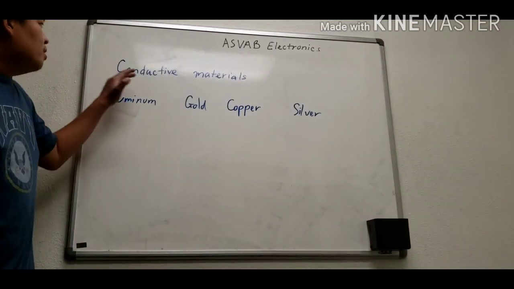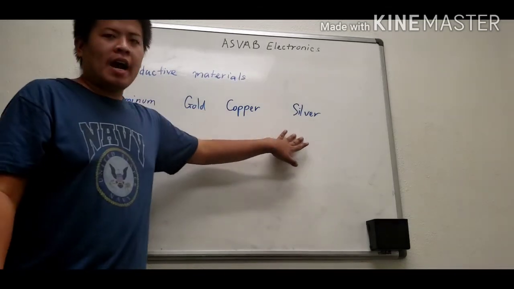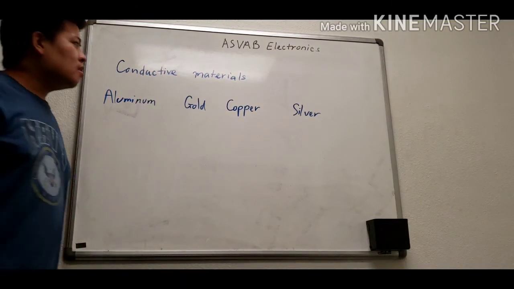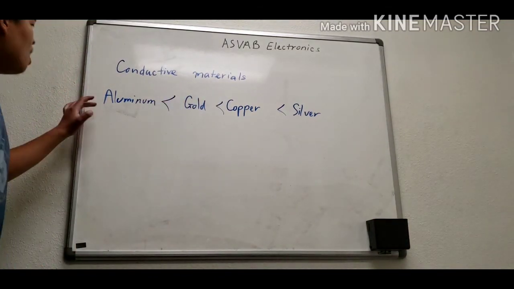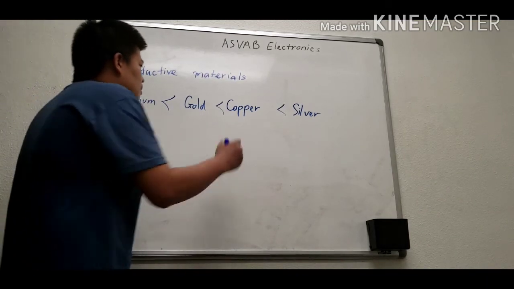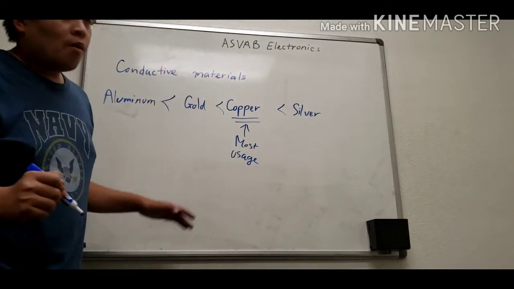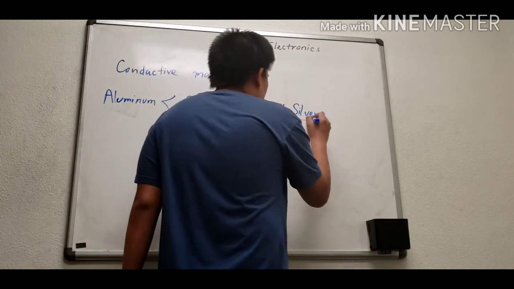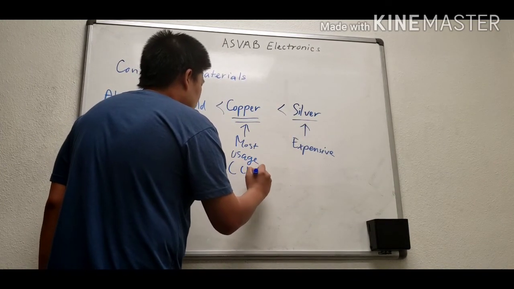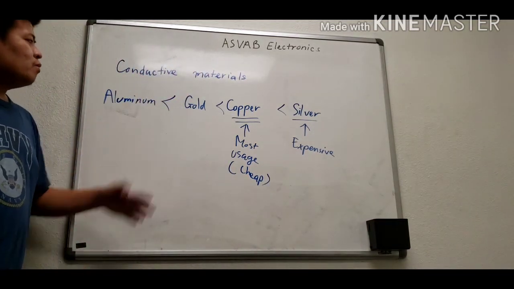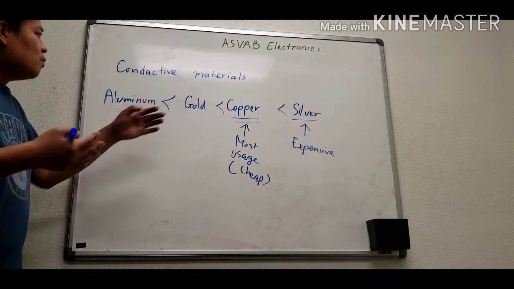On the aspect of conductive materials, we need to learn about 4 types of materials, from the highest conductivity to the lowest conductivity. We know that silver is higher than copper, copper is higher than gold, and gold is higher than aluminum. And copper is the most used. Why don't they use silver? Because silver is so expensive. Copper is cheaper, and that's the reason why we use copper rather than silver. Silver is not economical. That's why we choose copper.